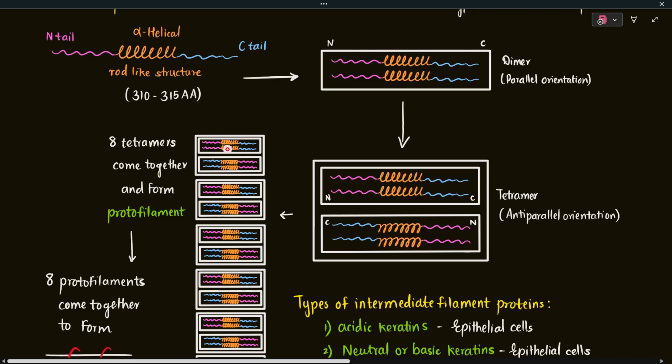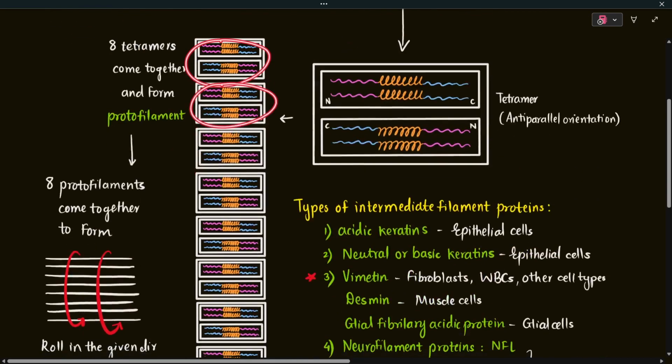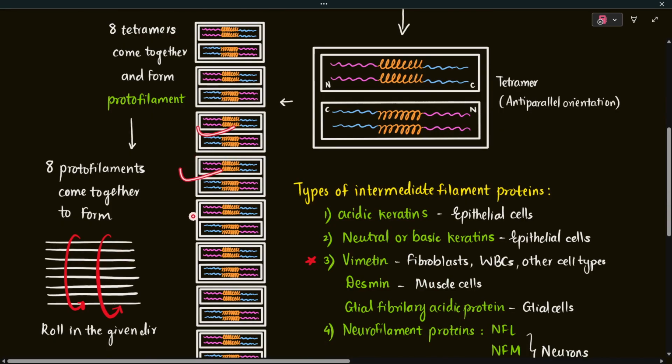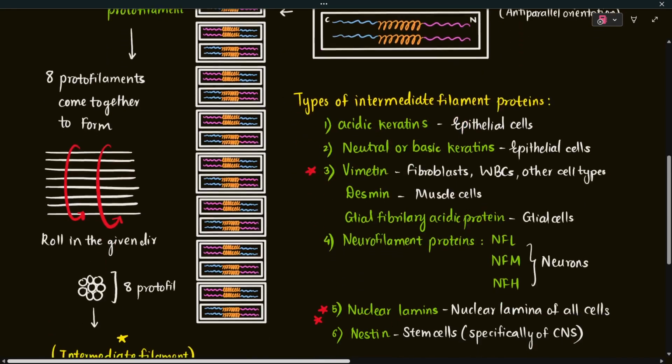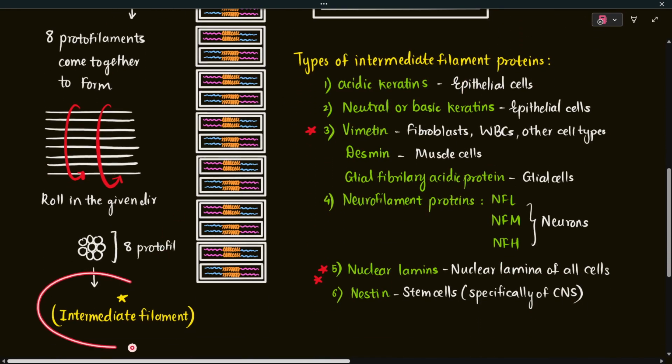So this is one tetramer, this is two, the third, fourth, fifth, sixth, seventh, and eighth. So 8 tetramers come together to form a protofilament, and 8 such protofilaments come together. These 8 protofilaments are laid together, and they roll in a certain direction to give one intermediate filament.